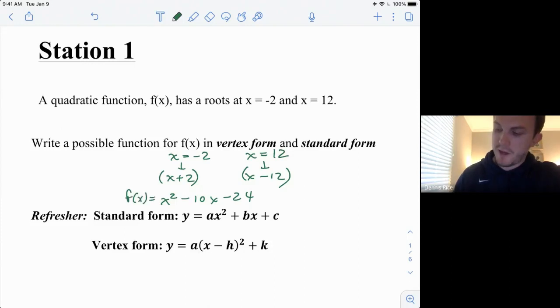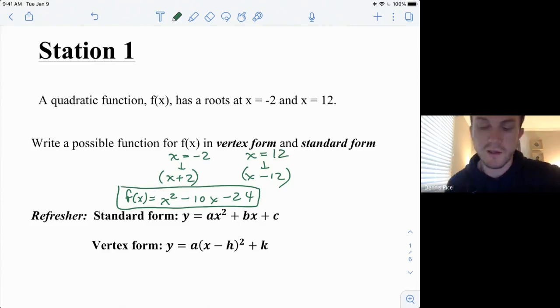Okay. Now it says possible. We had a multiple choice where you did this today and then you didn't see it there because everything was just multiplied by a constant. Another variation would be 2x squared minus 20x minus 48. So if there's a multiple choice, look for multiples of that particular expression.